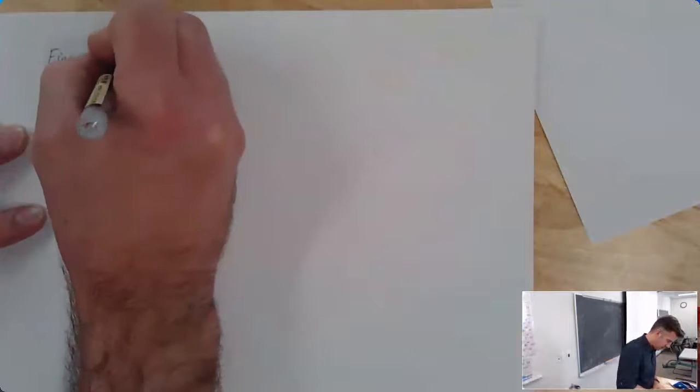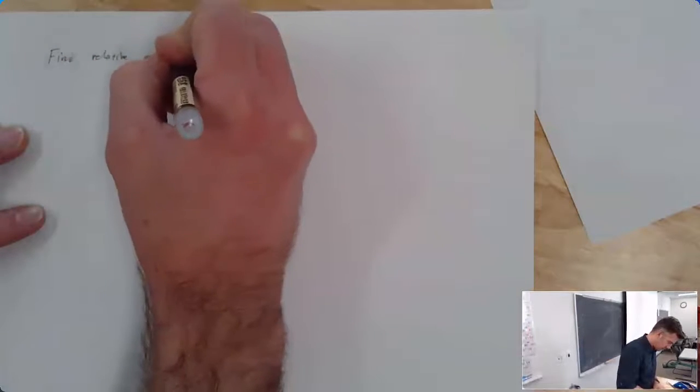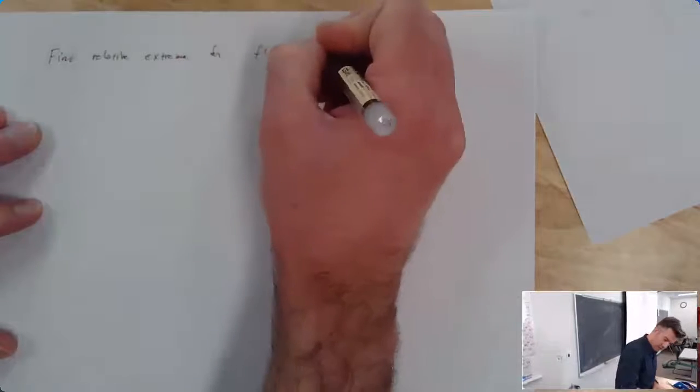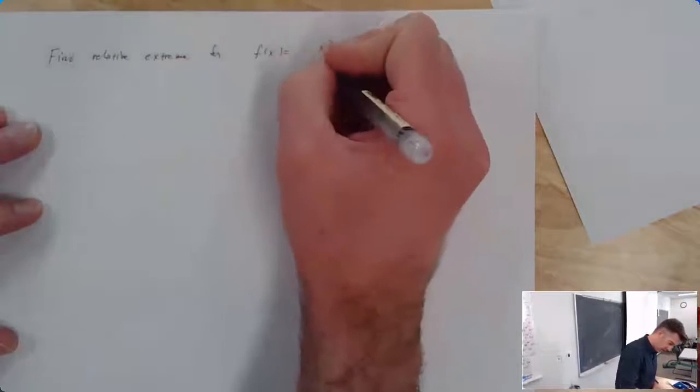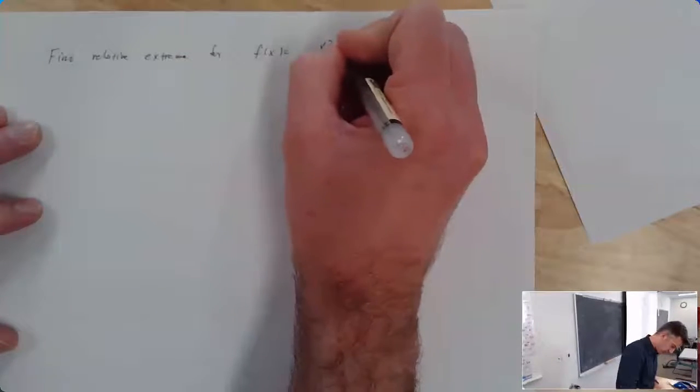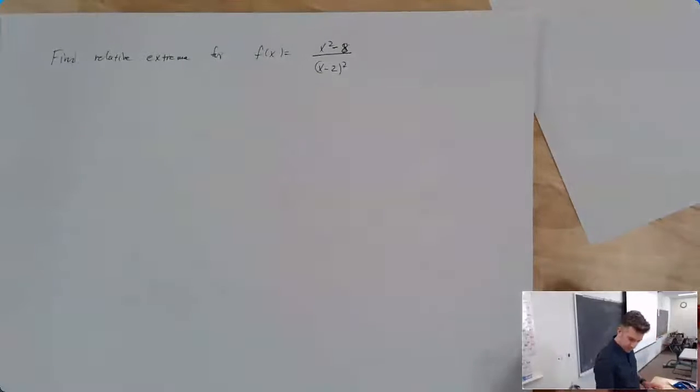All right, let's do some more examples. Where's the example? There we are. Let's do this one. Let's say we want to find the relative extrema for f of x equal to x squared minus 8 over x minus 2 squared. Okay, that'll be good.